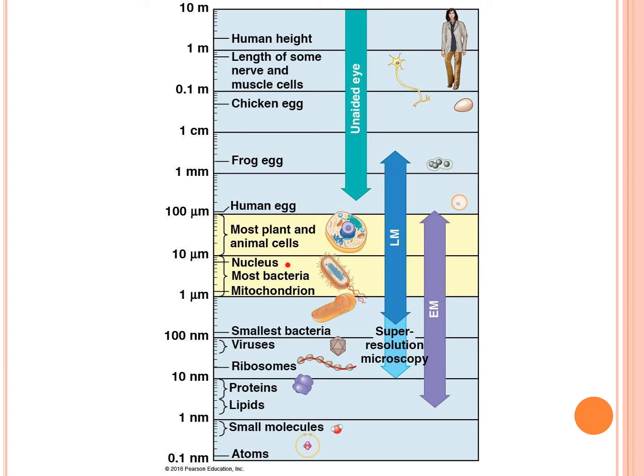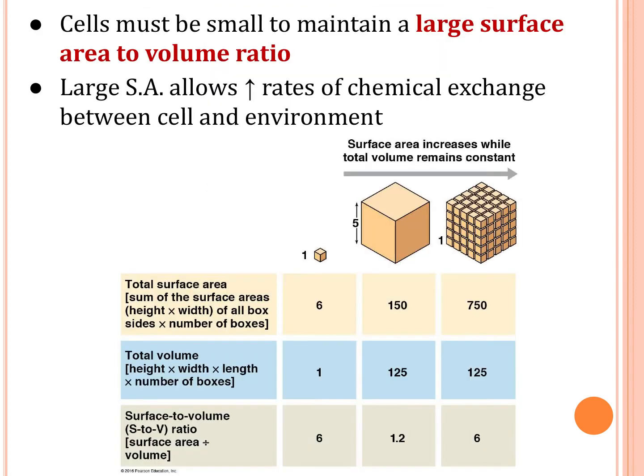You can see the nucleus. Most bacteria are fairly small. And besides the nucleus, the only real organelle you can see is the mitochondrion. Beyond there, the smallest bacteria, viruses, proteins, lipids, all those are very small chemical compounds or items, and you're going to need EM, which is electron microscopy. And we do not have that at Longmont High. They're fairly expensive, and so you'd be using those at the college or professional level.